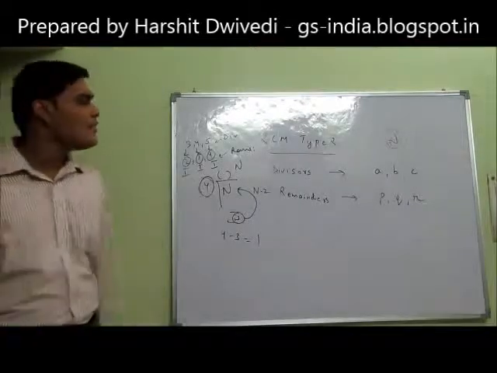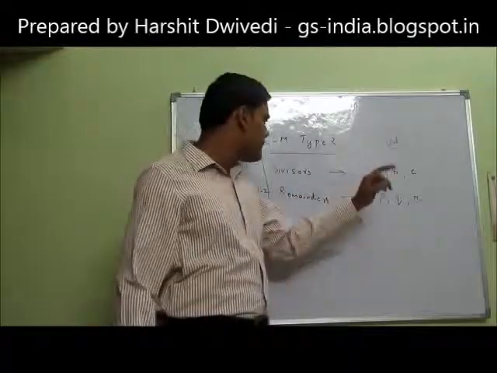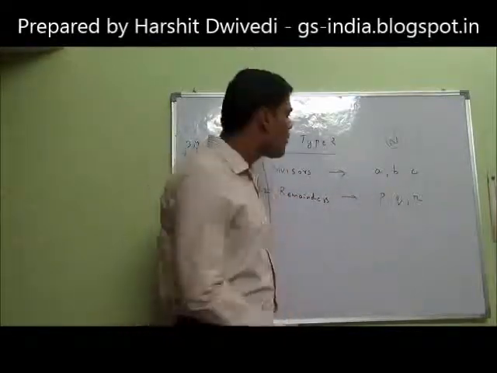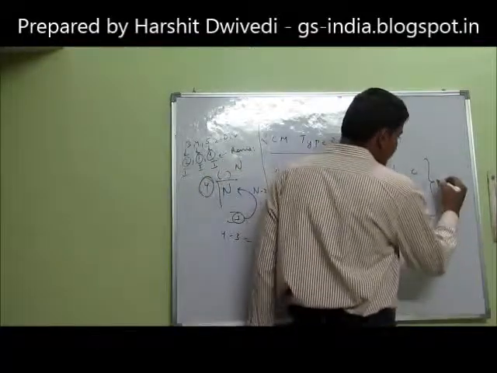So the concept says that, coming on to the general term, the divisors are A, B, C, remainders are P, Q, R. Now, if we calculate the difference, I am writing a difference.